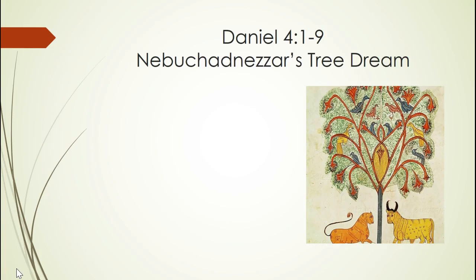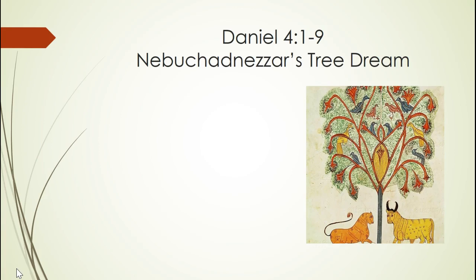King Nebuchadnezzar, to all peoples, nations, and languages that live throughout the earth, may you have abundant prosperity. The signs and wonders that the Most High God has worked out for me, I am pleased to recount. How great are his signs, how mighty his wonders. His kingdom is an everlasting kingdom, and his sovereignty is from generation to generation.